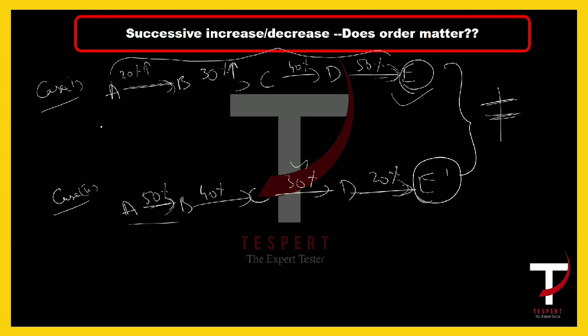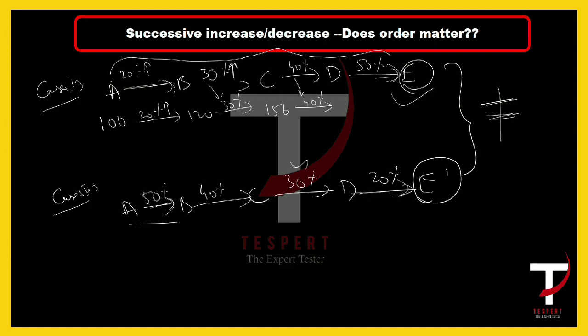So let's assume A to be 100, okay? Now A is increased by 20%, so A becomes 120. Then 120 is increased by 30%, and the value becomes 156. Then 156 is increased by 40%.